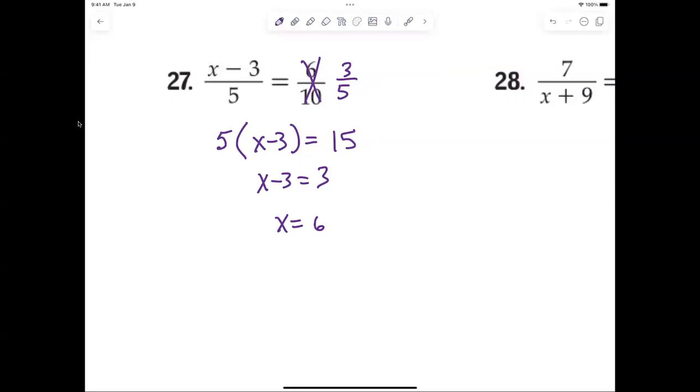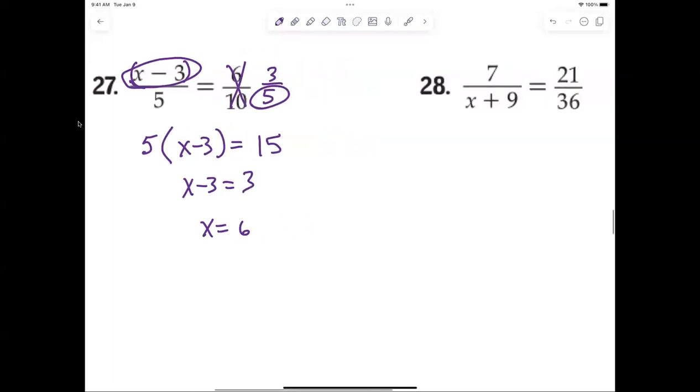Yes, ma'am. Because you're multiplying this by this, that means you're multiplying the whole thing by 5. Not part of it, the whole thing. You agree with that now? You're multiplying the whole numerator by 5.